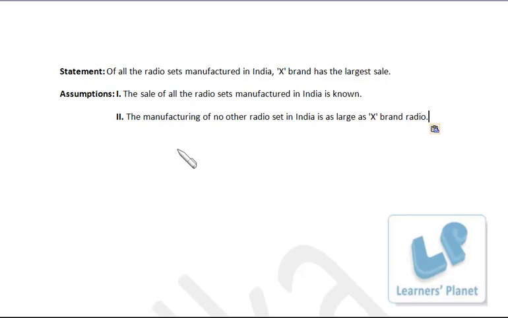So manufacturing has nothing to do with sale. So we cannot come to this conclusion. We cannot assume that the manufacturing of no other radio set in India is as large as X brand radio. Maybe brand Y is making more sets, but it is not able to sell as much as brand X. So this assumption is not valid, or it cannot be implied from the given statement. So only one is valid. So we have option 1, if only assumption 1 is implicit.